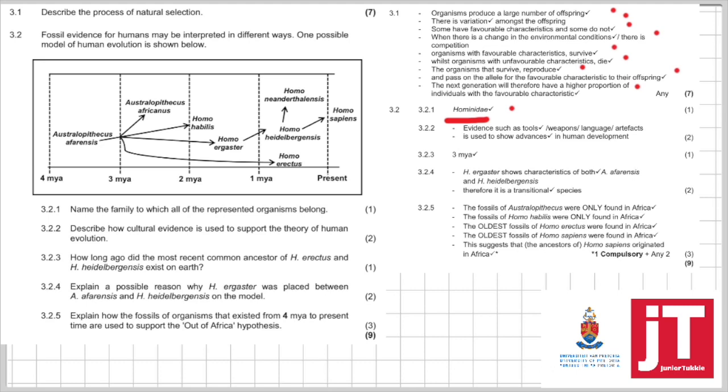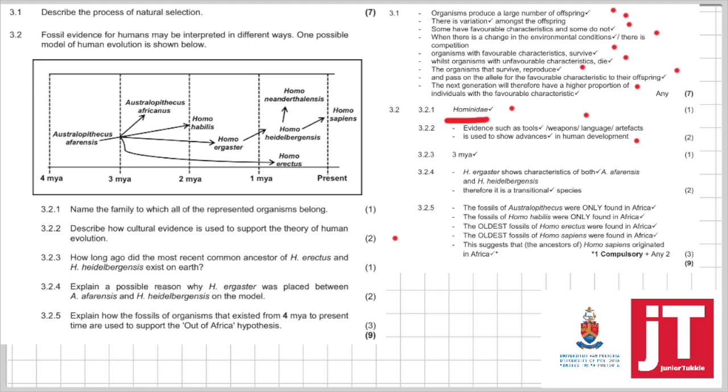3.2.2. Describe how cultural evidence is used to support the theory of human evolution. 2 marks. Cultural evidence is evidence such as tools, weapons, language, artifacts, and it's used to show advances in human development, especially the changes in the size of the brain.